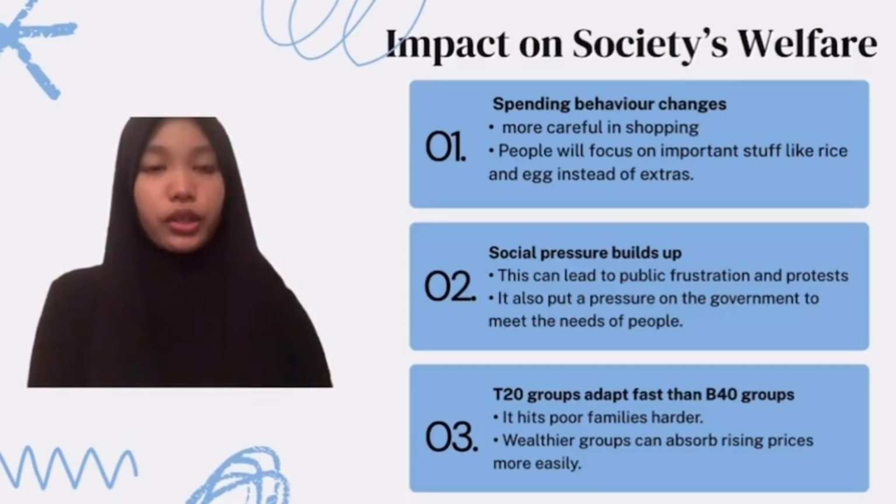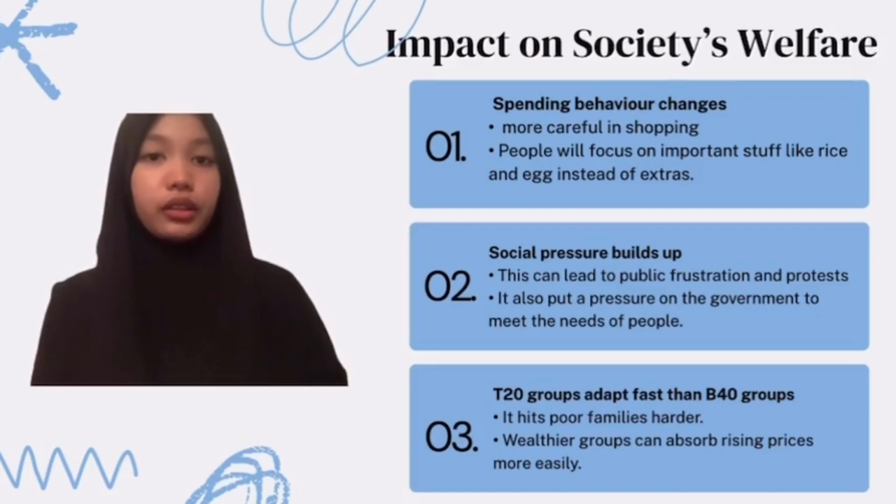Second point, social pressure builds up. When people feel they can't cope, public pressure increases. This can lead to protests or strong reaction. The government is expected to help, especially when families feel ignored.